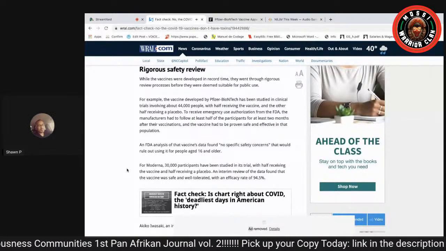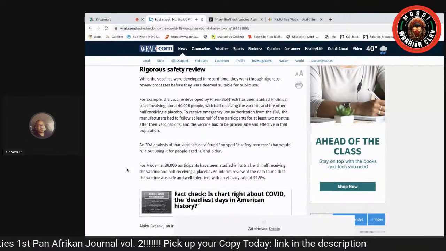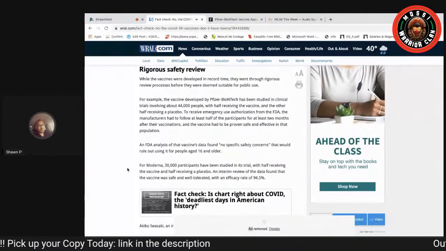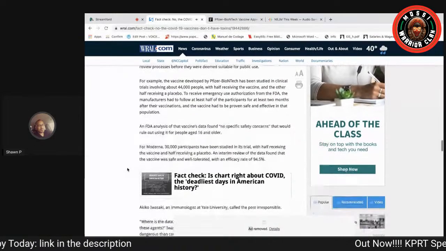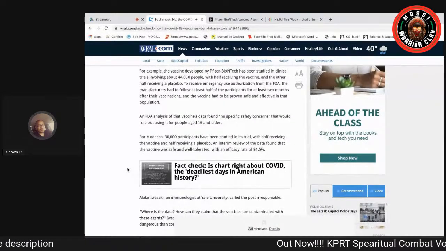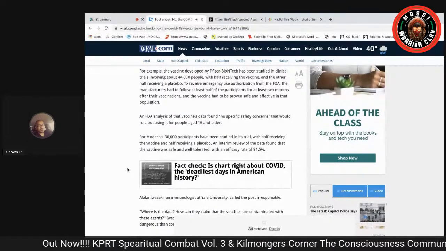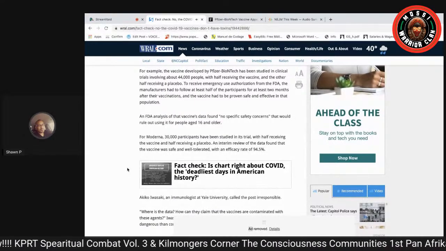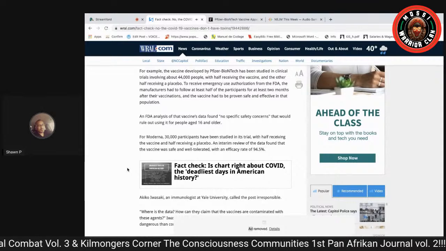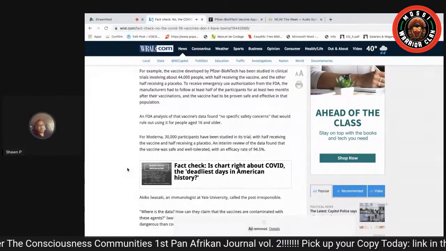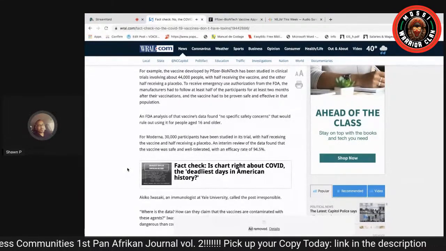For example, the vaccine developed by Pfizer-BioNTech has been studied in clinical trials involving about 44,000 people, with half receiving the vaccine and the other half receiving a placebo. To receive emergency use authorization from the FDA, the manufacturers had to follow at least half of the participants for at least 2 months after their vaccinations, and the vaccine had to be proven safe and effective in that population. An FDA analysis of that vaccine's data found no specific safety concerns that would rule out using it for people aged 16 and older.